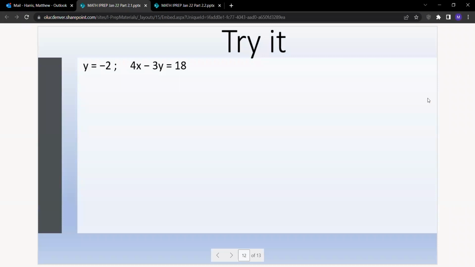All right, so let's go ahead and try this. So we have two equations. We have y equals -2, and we have 4x minus 3y equals 18. So the first thing to note here is that we have our value for y. Y is equal to -2. So we'll go ahead and put that over here. Y equals -2. Or if we have our x, y answer, we know our y is -2. Remember, this is x, y.